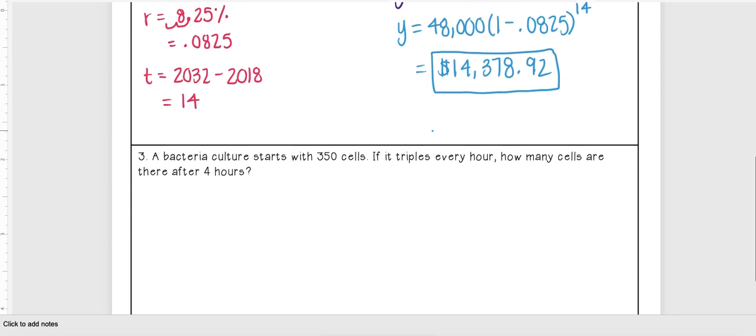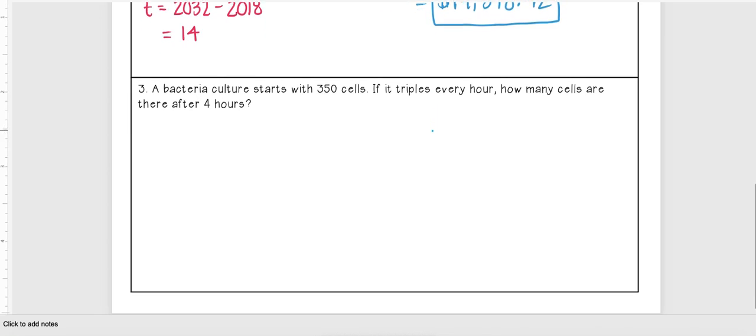Okay, this last example is a little bit different.